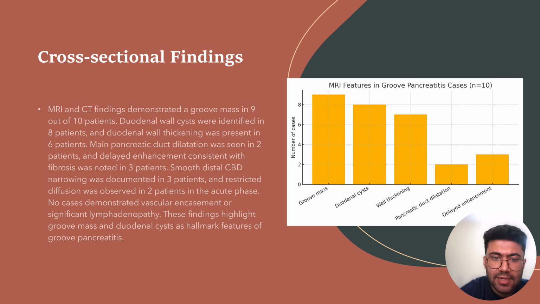MR and CT findings demonstrated a groove mass in 9 out of 10 patients. Duodenal wall cysts were identified in 8 patients. Duodenal wall thickening was present in 6. MPD dilatation was seen in 2 patients, and delayed enhancement consistent with fibrosis was noted in 3 patients. Smooth distal CBD narrowing was documented in 3 patients, and restricted diffusion as seen on MR was observed in 2 patients in the acute phase. No cases demonstrated vascular encasement or significant lymphadenopathy. These findings highlight groove mass and duodenal cysts as hallmark features of groove pancreatitis.